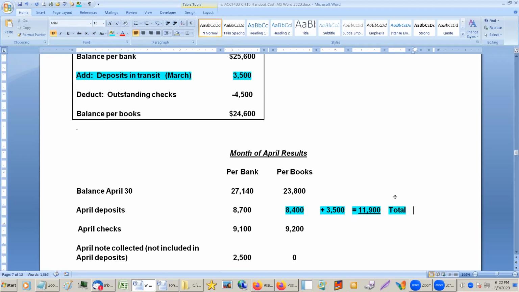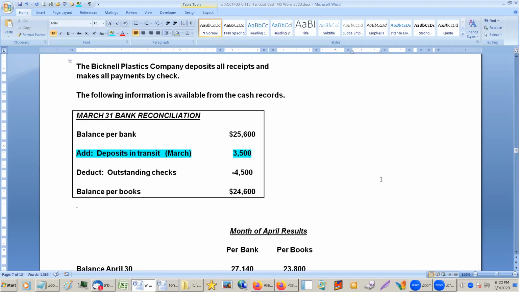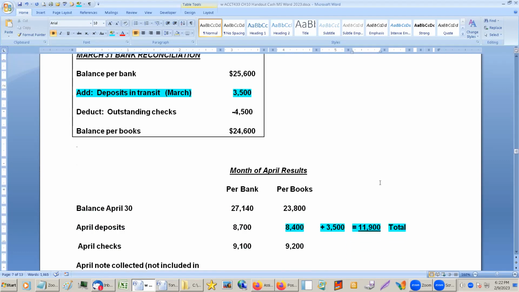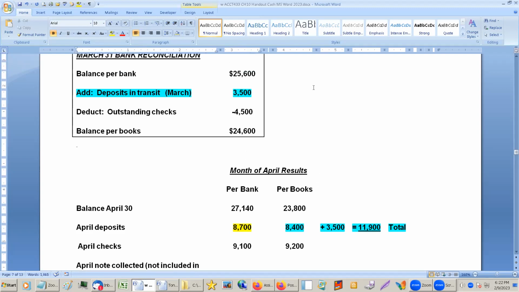So the question is, how much of the deposits in transit do we have? The bank collected 8,700. If they would have collected all of them, they would have had 11,900, but they only collected 8,700. So how many deposits are still out there? You're going to take the 11,900 and subtract 8,700. Yep. Yeah, so we'll take the total.